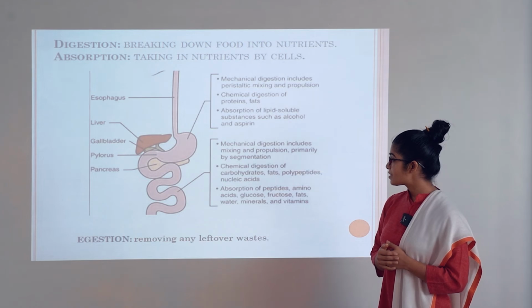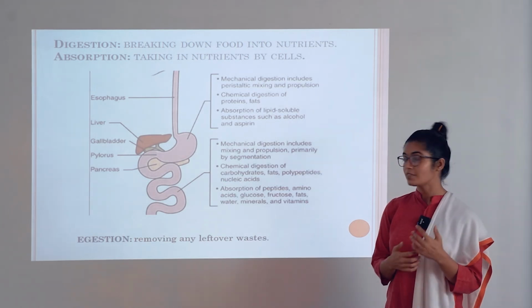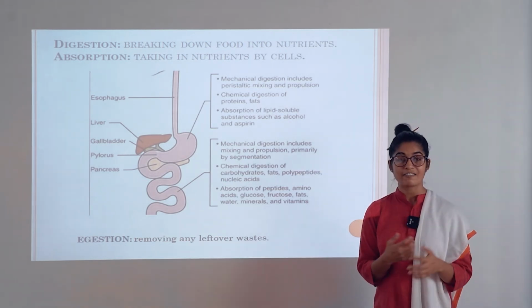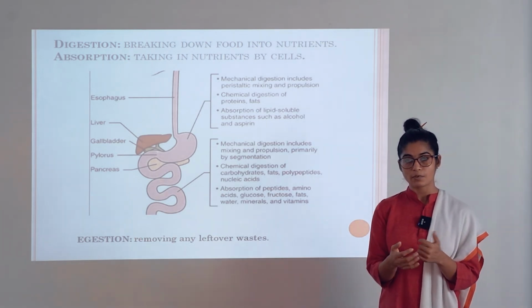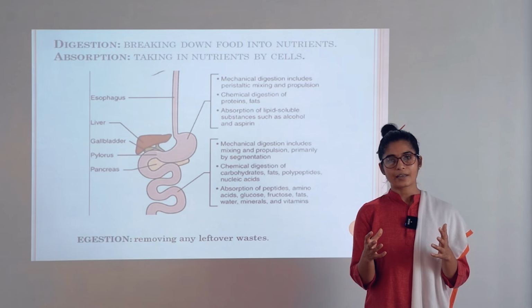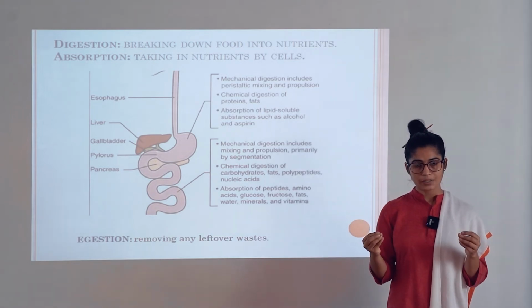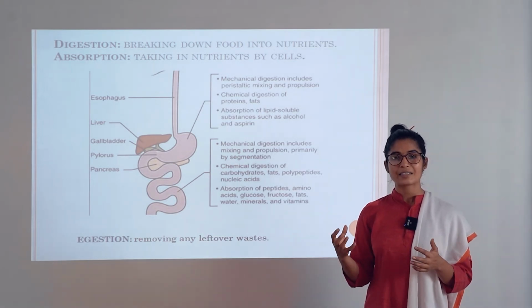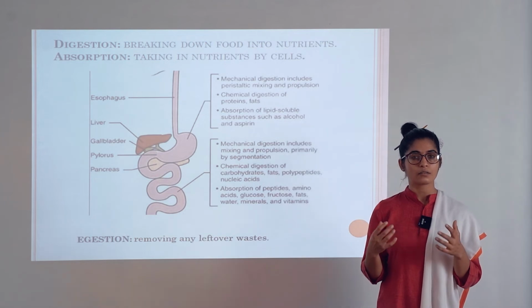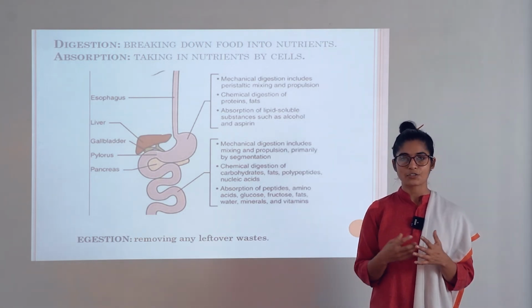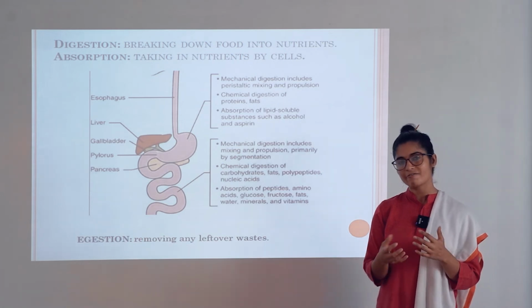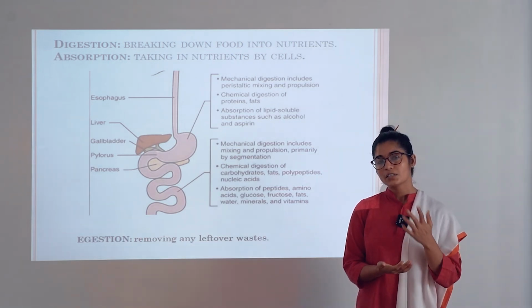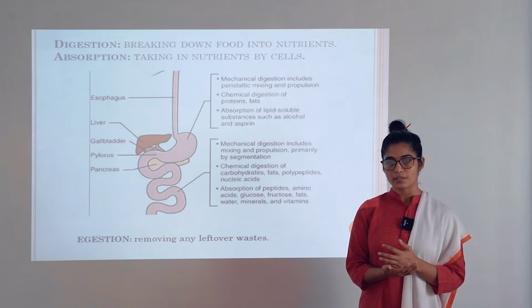So in the small intestine, the digestion of carbohydrates, fats and proteins happens. Carbohydrates, fats and proteins are macromolecules. Our cells, blood cells and the different tissue cells cannot absorb carbohydrate, protein and fat directly. So this is the reason we need this digestion process.